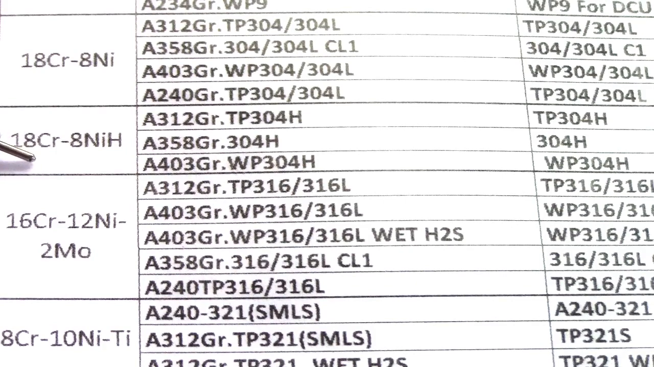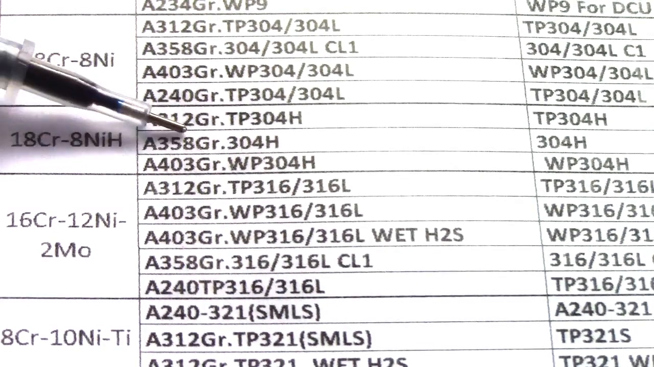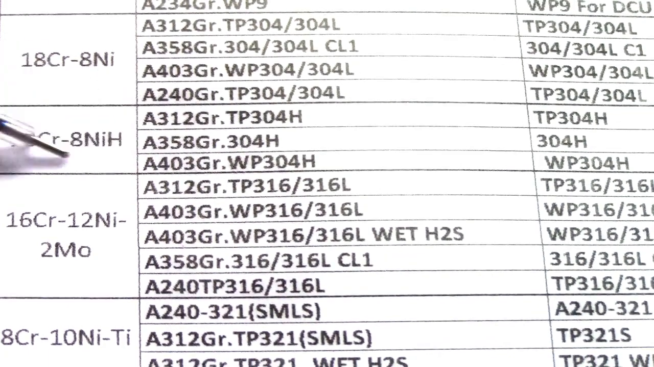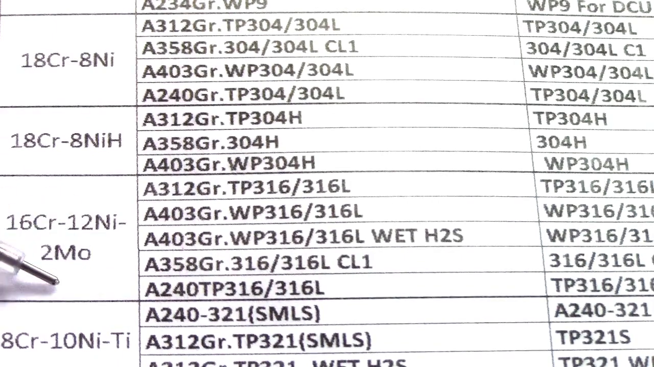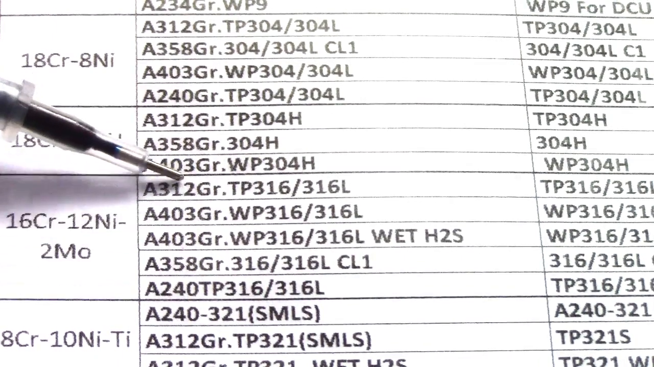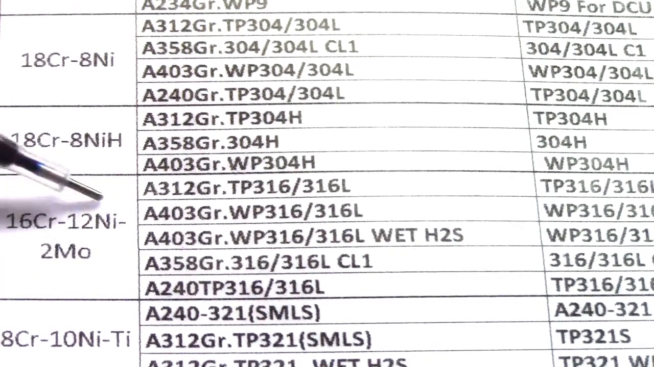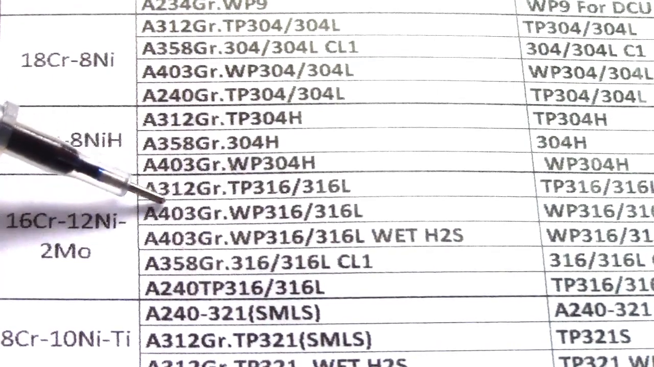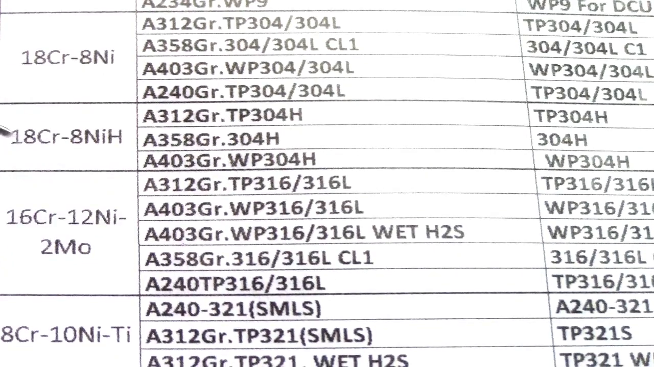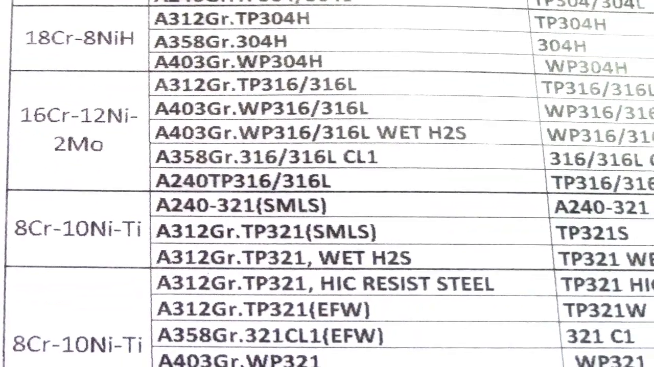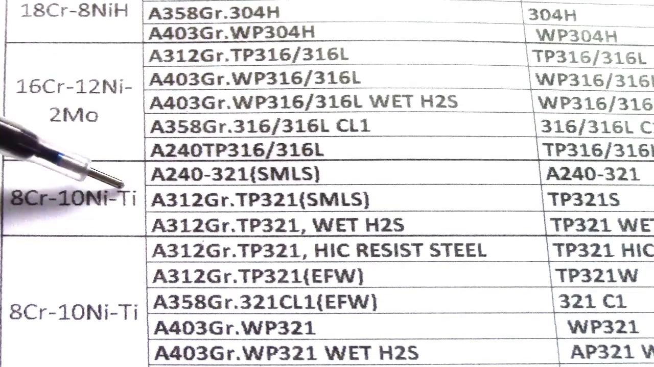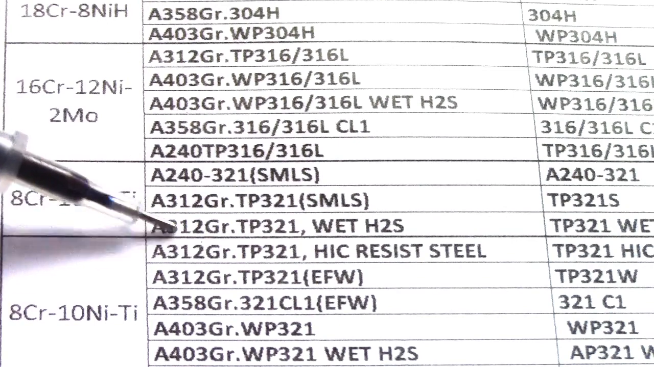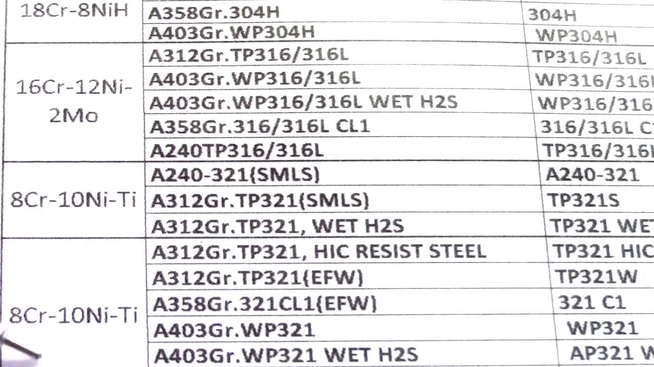We have also this material, 18 chrome 8 NiH. So this is the specification for these materials. Next is 16 CR, 12 Ni, and 2 MO, and this is the specification for this material. So please take note of all these guys. Okay, so next material is this one, HCR 10 Ni and Ti. So this is the specification for these materials.